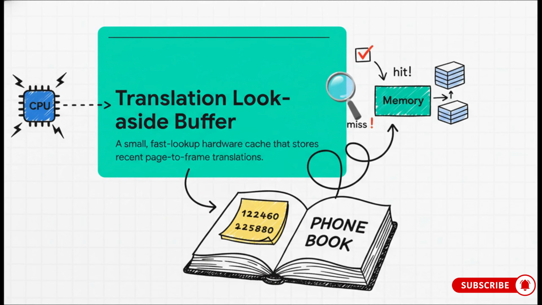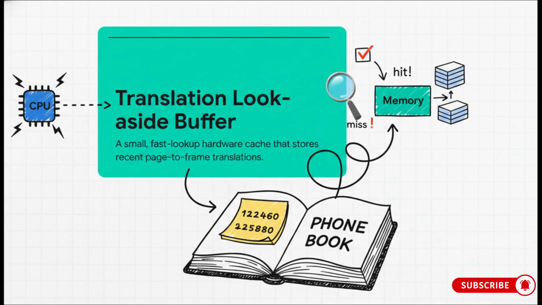So when the CPU generates an address, the MMU checks the TLB first. If the translation is there, we call that a TLB hit, it's almost instantaneous. If it's not there, a TLB miss, then okay, we have to do the slow lookup from memory, but then we add that new translation to the TLB for next time.